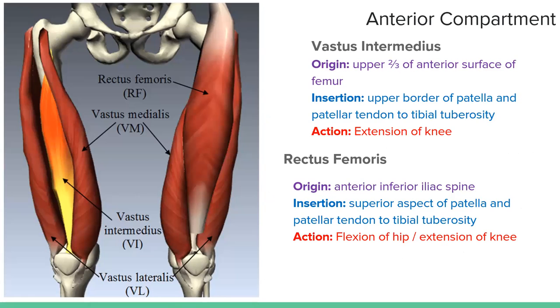And then the rectus femoris above that one, the origin is the anterior inferior iliac spine, and the insertion is the superior aspect of the patella and patellar tendon to tibial tuberosity as well. And the function of that one is flexion of the hip and extension of the knee.